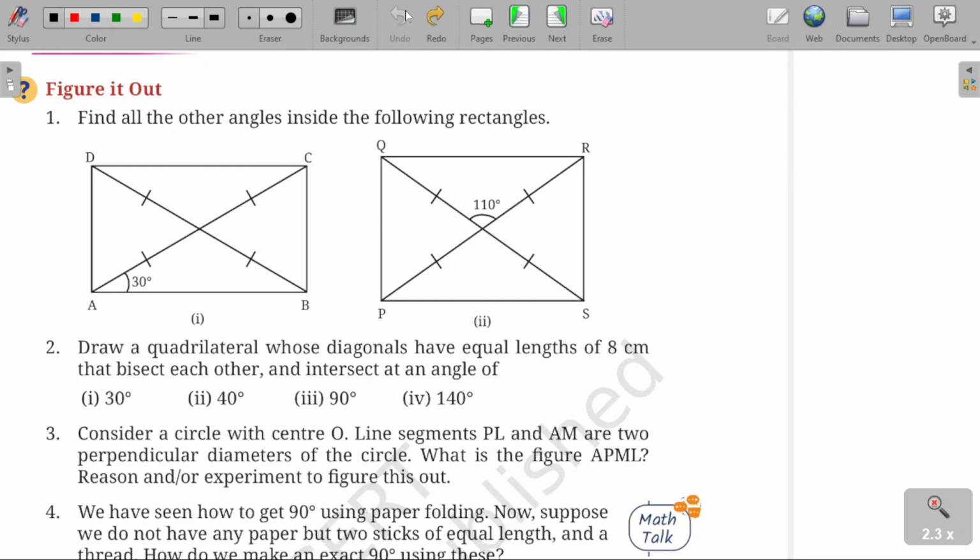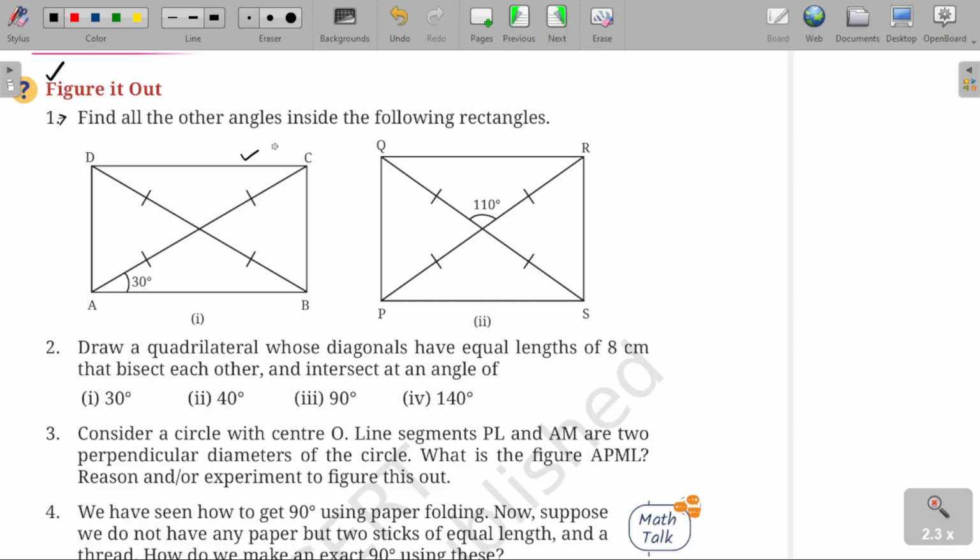We are continuing chapter number 4, that is Quadrilateral, for class 8 Maths Ganita Prakash. And today we will solve the Figure it Out of chapter number 4. So let's head towards the first question, that is: find all the other angles inside the following rectangles.